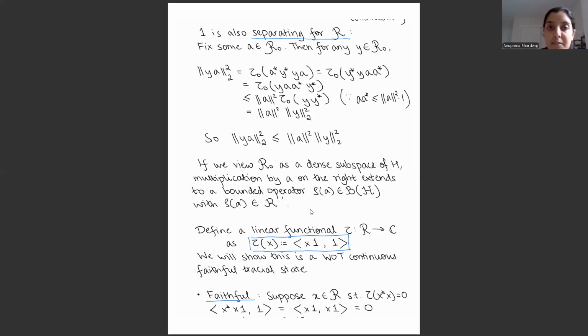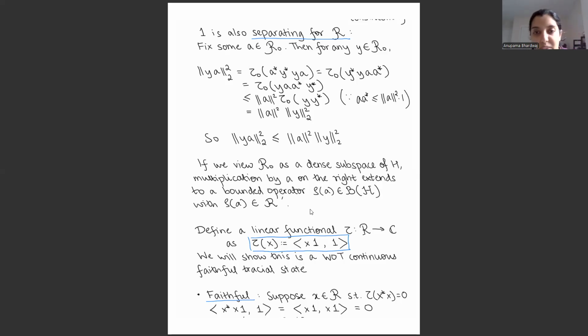And as a result of that, because tau naught is a positive linear functional, like a state, we have that when it's evaluated at Y star, it's less than or equal to norm of A squared times tau naught of Y star. And then that is equal to norm of A squared times the L2 norm of Y squared. So we have that the L2 norm of YA squared is less than or equal to norm of A squared times the L2 norm of Y squared.